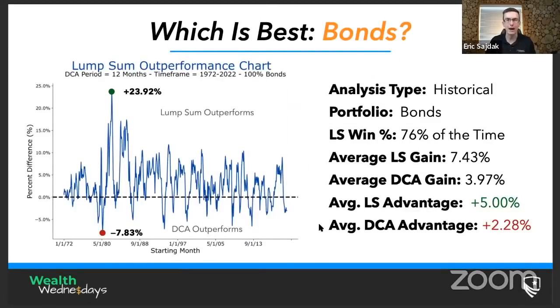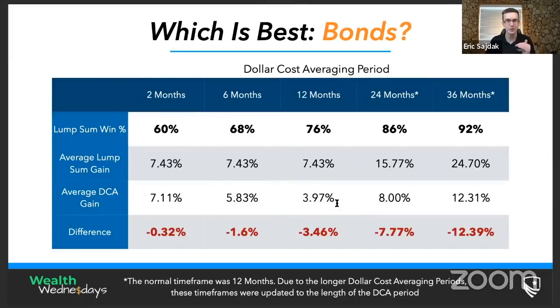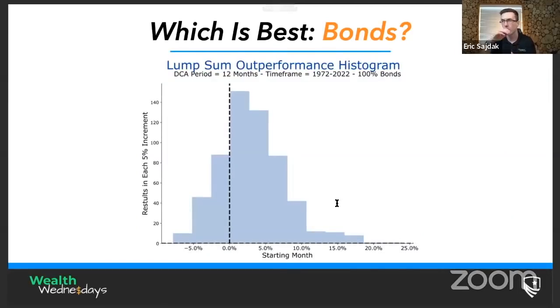Now, I'm not going to go over bonds here. If you're watching the replay of this and you want to pause and look at some of the data around bonds, you'll see very similar things here. Lump summing wins 76% of the time on average. The gains and the whole asymmetric trade-off is very similar with bonds as well. I don't want to beat a dead horse on this front, but even with a safer asset class like bonds, we still see very similar metrics play out, where lump summing into bonds wins the majority of the time.